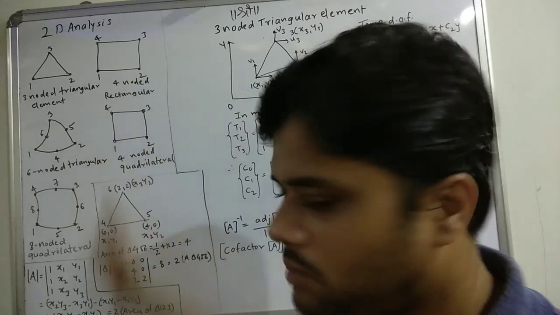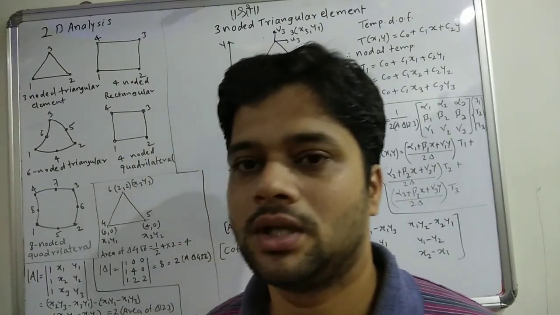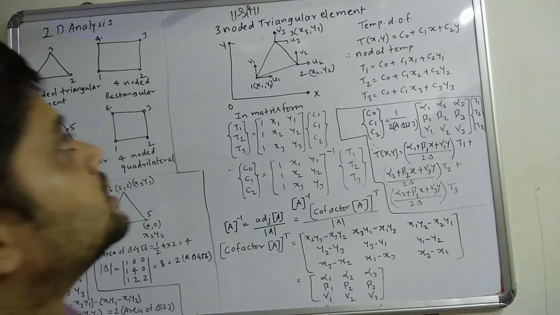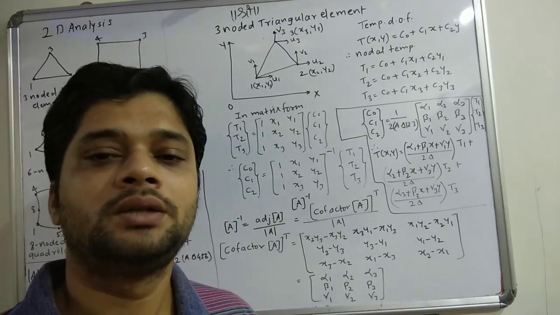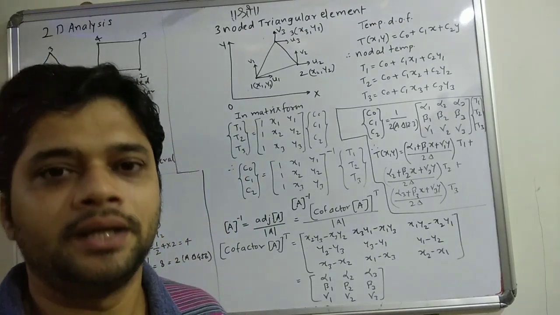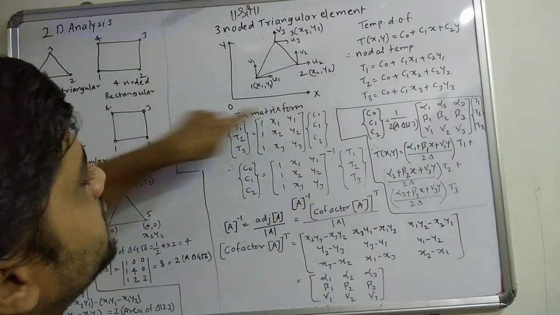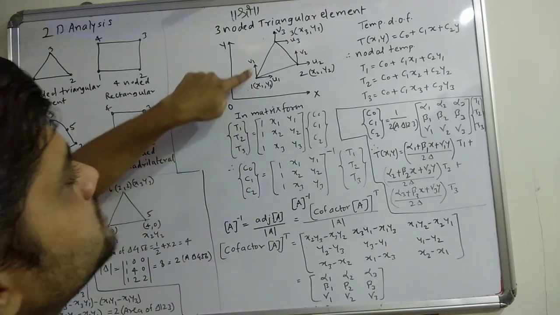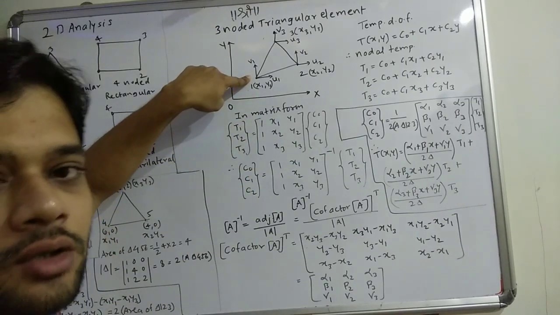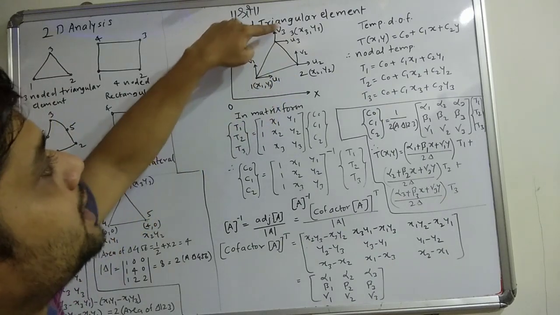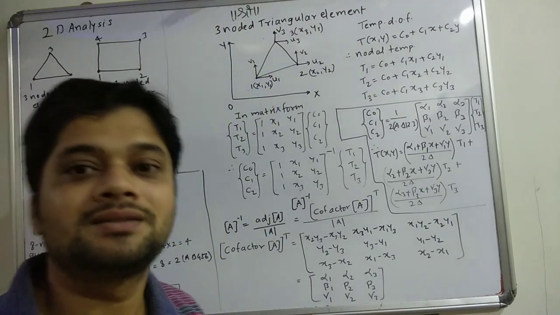So that was about the 2-dimensional elements. Now after this we will see the 3-noded triangular element in detail. So I have drawn here a 3-noded triangular element. This is my global coordinate system. This is node number 1 with coordinates x1 y1, this is node number 2 with coordinates x2 y2, and this is node number 3 with coordinates x3 y3.